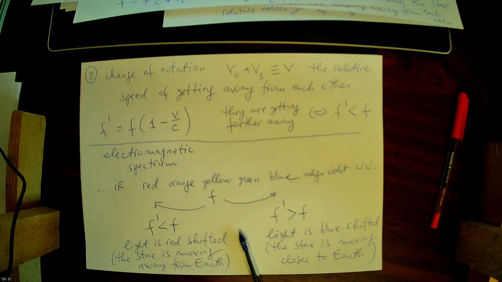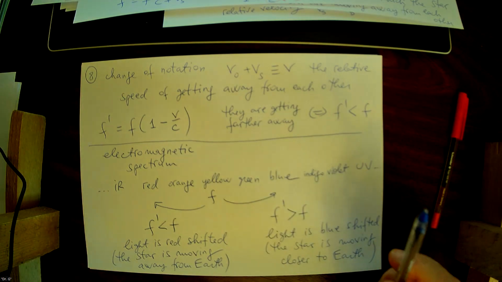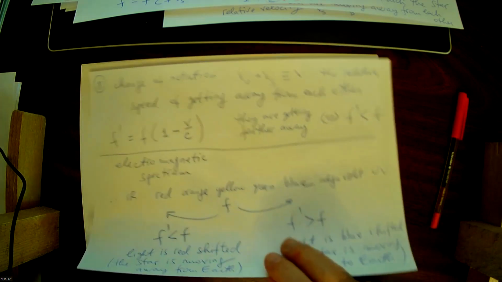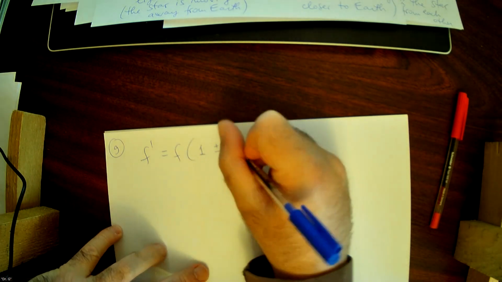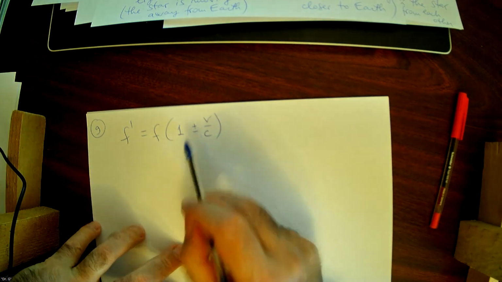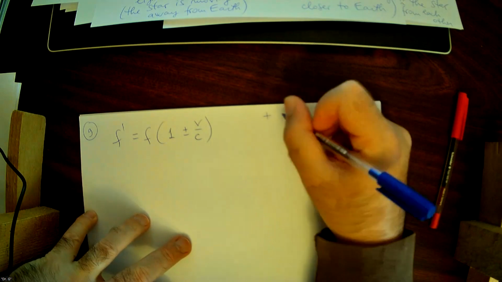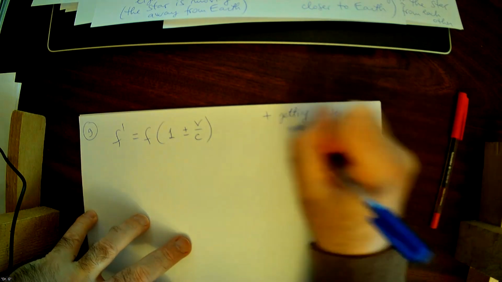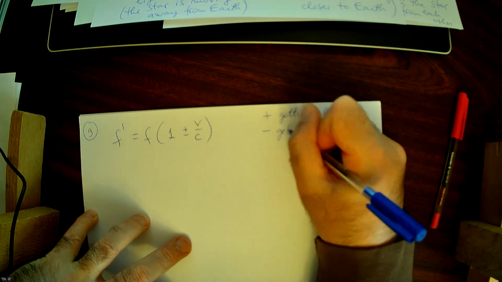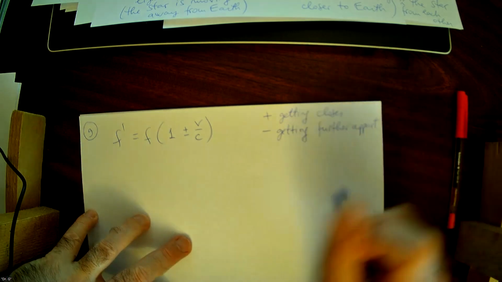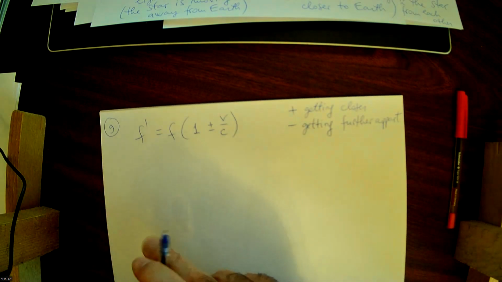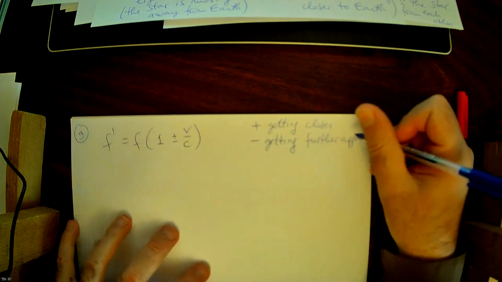Okay, so now I'm gonna combine these two formulas into one. So f prime is f times 1 plus or minus v over c, where the sign, again, plus means getting closer, minus means getting farther apart. Apart. I think only one p.